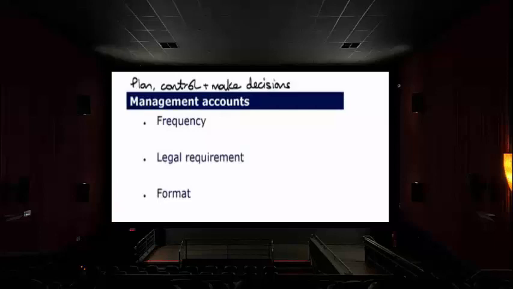Now, this is really what you have a look at in F2, the management accounting paper. So this is something that you'd focus on when you have a look at ACCA F2 rather than F3.